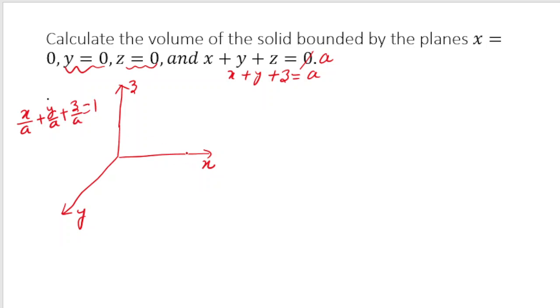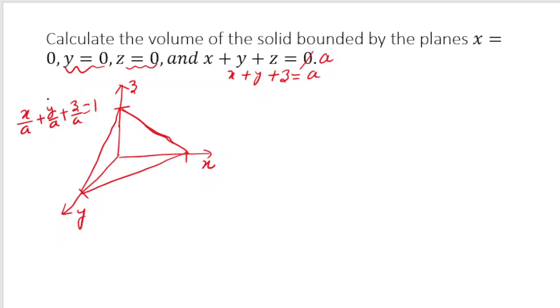So it means what? That it will make an intercept of length a on the x-axis, length a on the y-axis, length a on the z-axis. So if I join all these 3 points, what will we get? We will get a plane like this. Let me draw this line, and I will get another line which will appear like this. So we have got a plane.